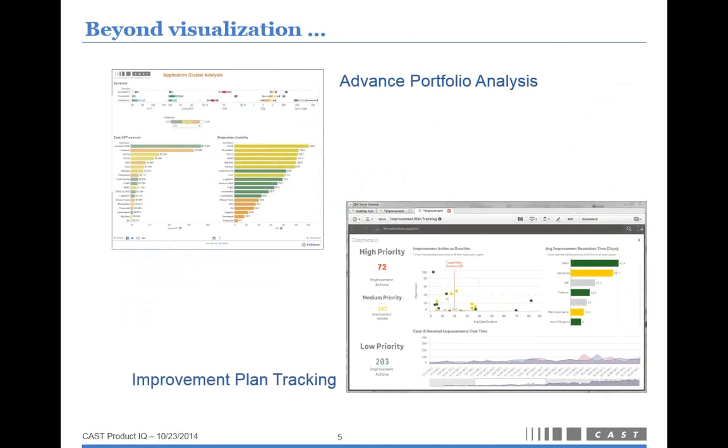You can also go beyond the visualization, and here I have two examples. For example, where the REST API can be leveraged to support advanced portfolio analysis. On the top left corner here, there's an example of a cluster analysis on the portfolio, where all the applications get compared according to a number of selected dimensions, for example, technical debt, size in automated function point count, but also in terms of production incidents and other things like that.